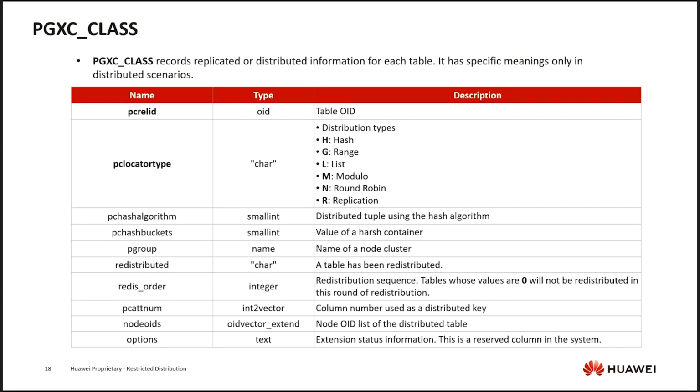PGXC_CLASS records distributed information for each table. It has a specific meaning only in distributed scenarios. This catalog is also identified by OID. There are several distribution types available, including hash, range, list, and replication. If hash distribution is used, the hash algorithm and hash value are also included.